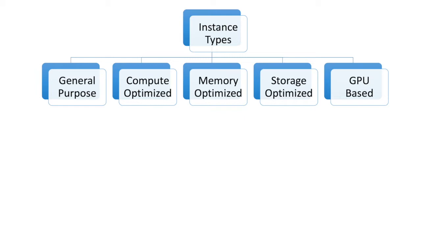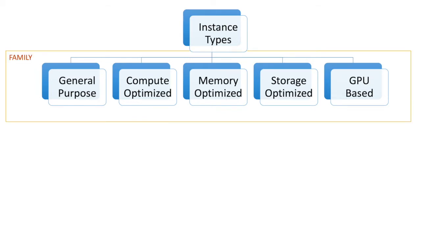Now these instance types have been categorized into certain families based on the kind of need that you have. What AWS saw is you probably might have specific needs. You might be doing operations which require more computation power. So what it did was it created a family of hardware called compute optimized.